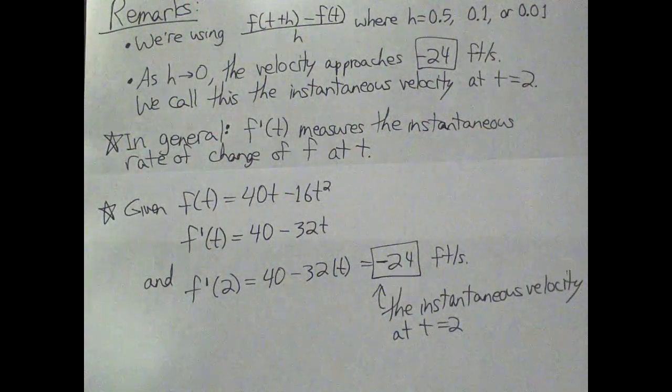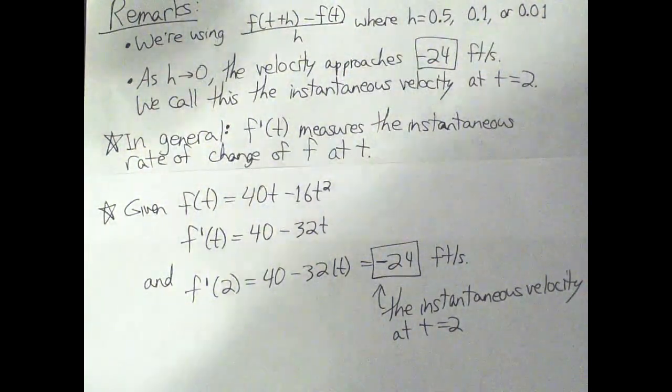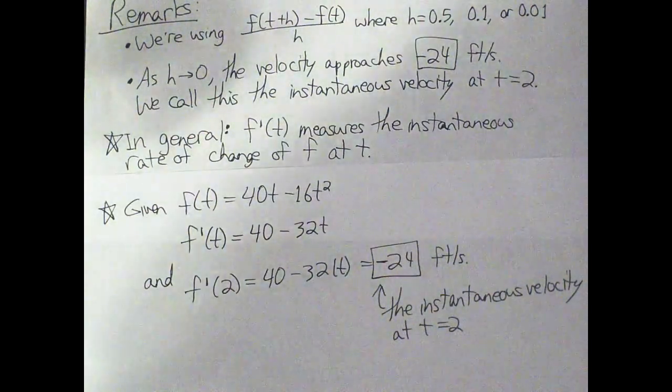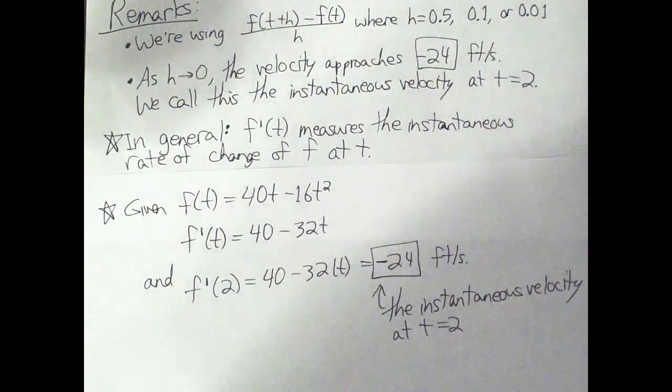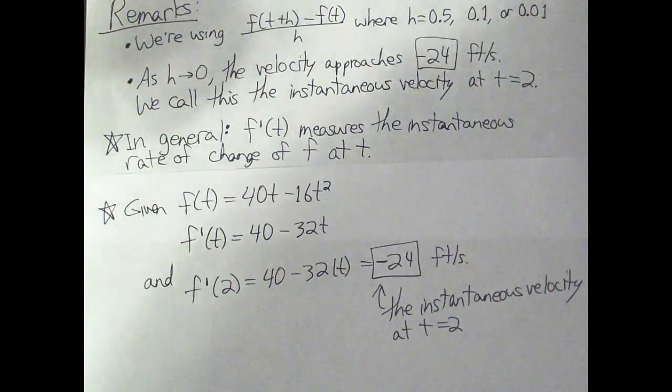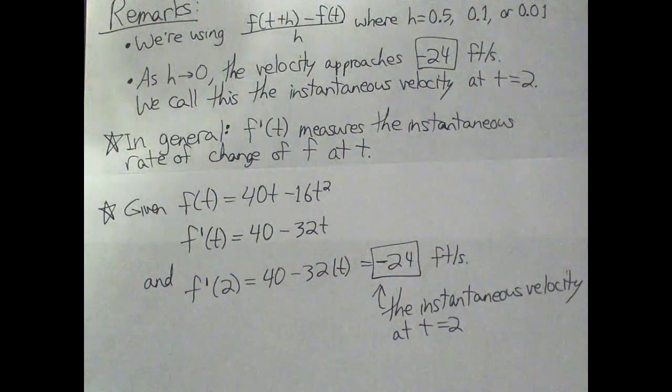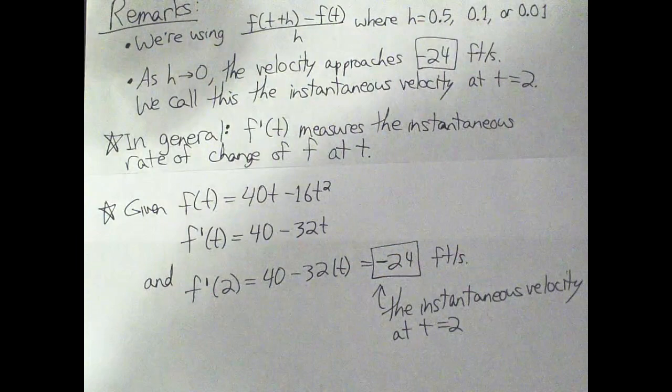Maybe I'll just say this as kind of a side note. Why are all these answers negative? Well, the height of the ball seems like it's measured by f of t. We found a negative rate of change for the height of the ball. So that means the height of the ball above the ground is decreasing, right?